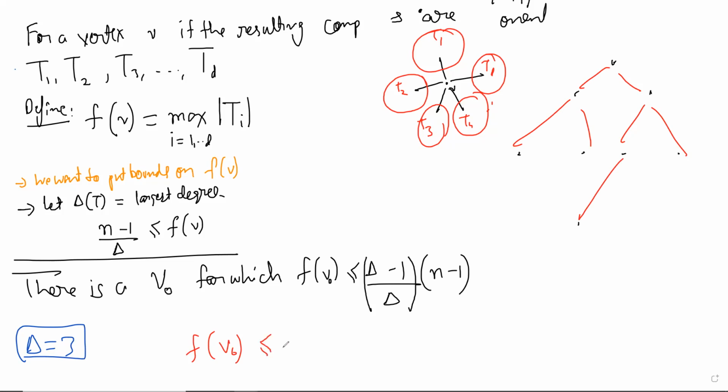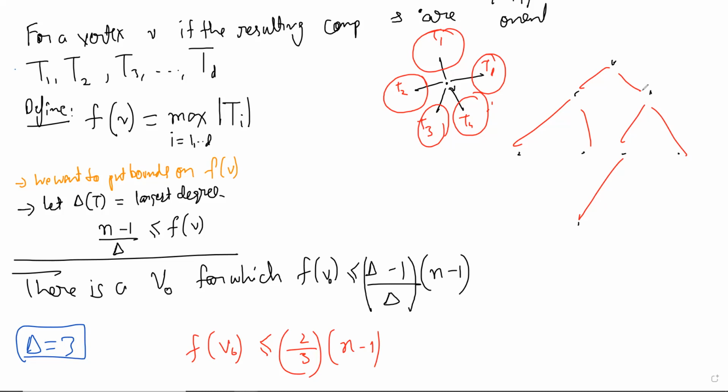Just interrupting. Isn't delta the largest degree, right? Oh yeah, sorry. Right, right. Yeah. So then this becomes 2/3 times n minus 1. Then it means that there is some vertex, and this theorem is not telling you what that vertex is. It's just saying that there will be some vertex. And that's why we have to do a proof by contradiction.